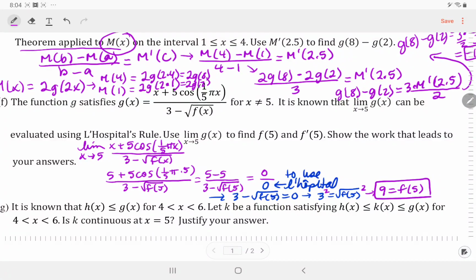Cool, I just found out what f of 5 had to be. Okay, now it says the limit can be evaluated. Use that to find f prime of 5.